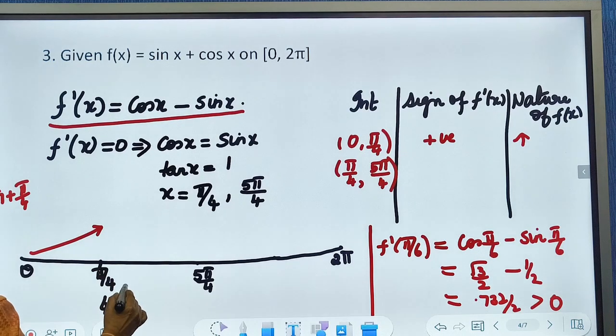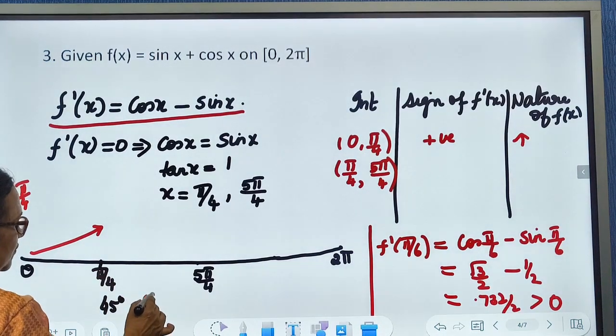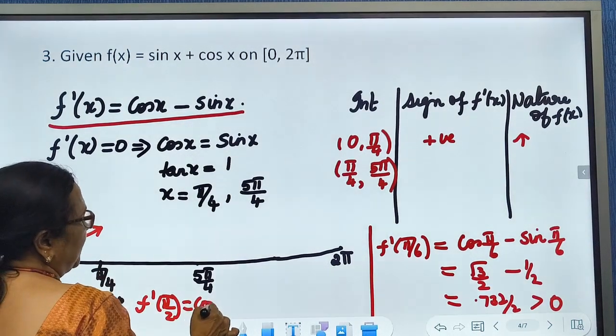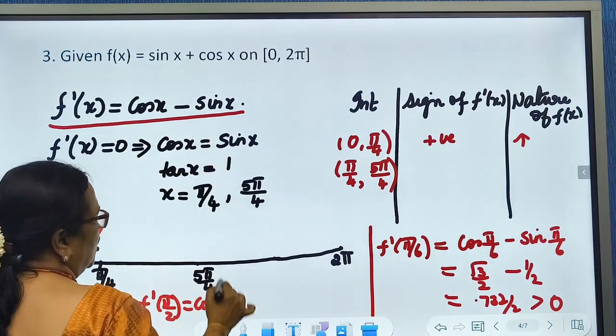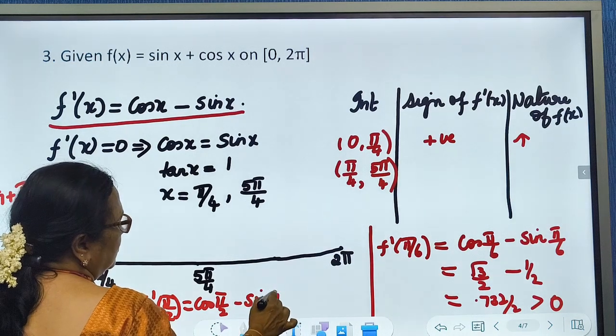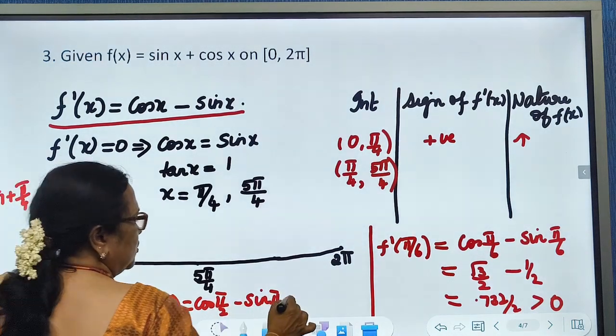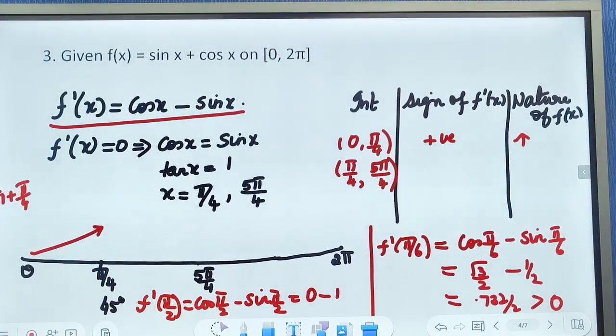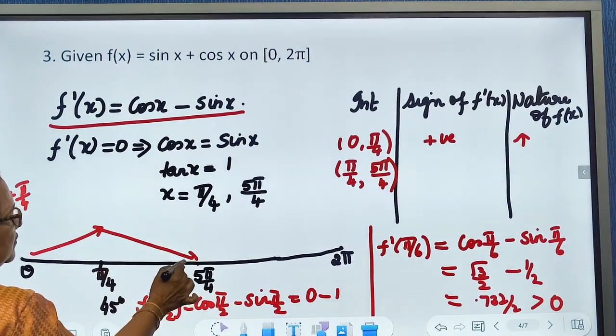Now, f dash of pi by 2 will be cos pi by 2 minus sin pi by 2. This is the derivative, right? Cos pi by 2 is 0, minus 1. So it is negative. So it is decreasing.